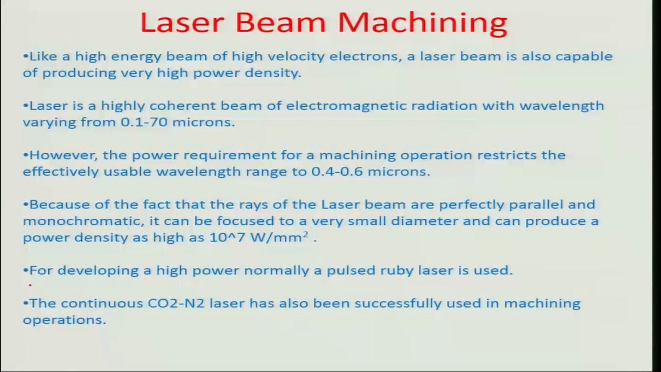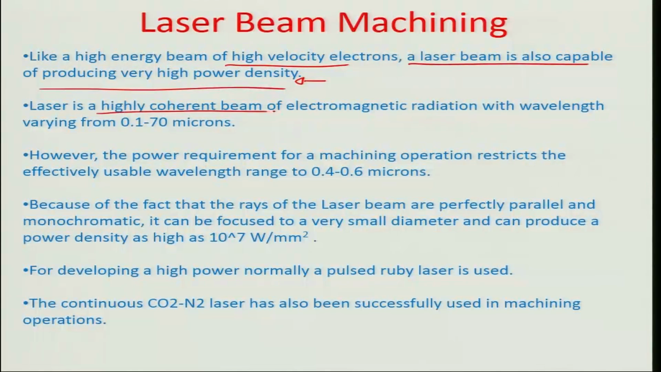Just like the high energy beam of high velocity electrons that you studied earlier, a laser beam is also capable of producing a very high power density. A laser is a highly coherent beam of electromagnetic radiation, and the wavelength can typically vary between 0.1 to about 70 microns. There are UV lasers in the range of about 200-300 nanometers, and you can go all the way up to a CO2 laser with a wavelength of tens of microns.